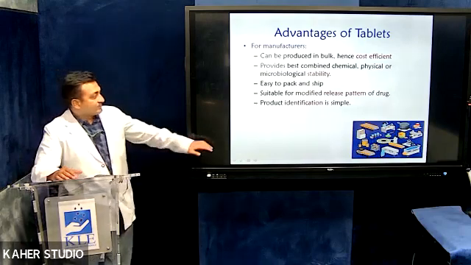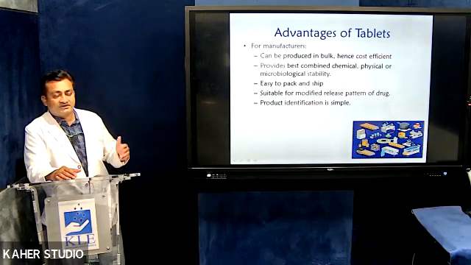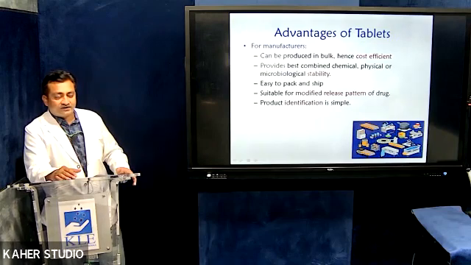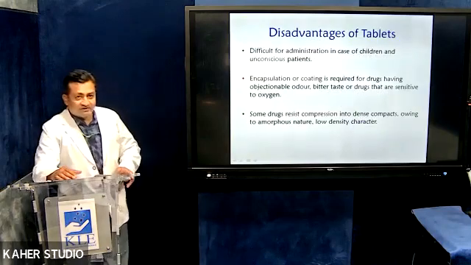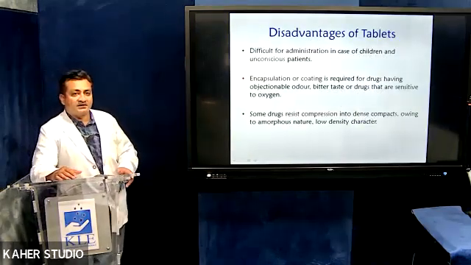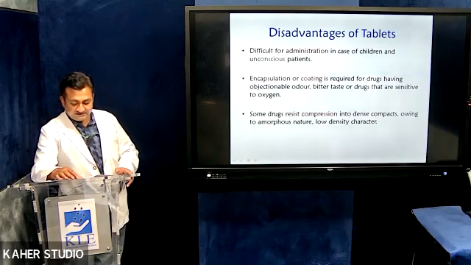identification is very simple because of the color of the tablets or because of the size of the tablet. These are some of the advantages of the tablet. So there are some disadvantages of tablets. It is difficult to administer to children and unconscious patients, or you may consider infants also, where a tablet is very difficult to swallow in these cases.